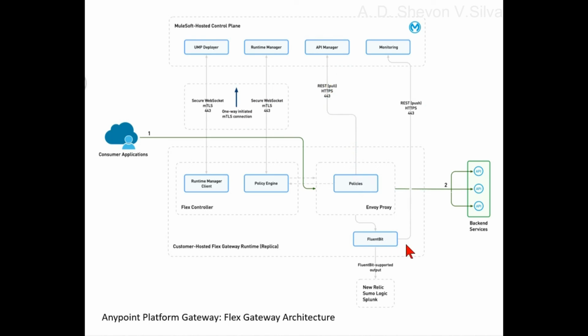Here Fluent Bit is connected to monitoring via REST pull HTTPS 443. And here the policy engine is connected to the Envoy proxy, and policies are connected to the policy engine. The Envoy proxy is connected to Fluent Bit. Fluent Bit is connected to New Relic, Sumo Logic, and Splunk via Fluent Bit supported output.